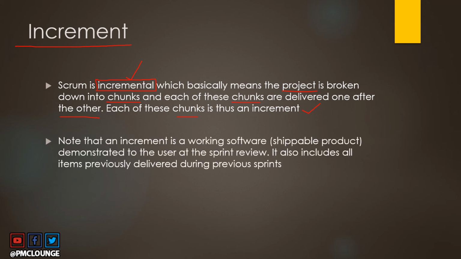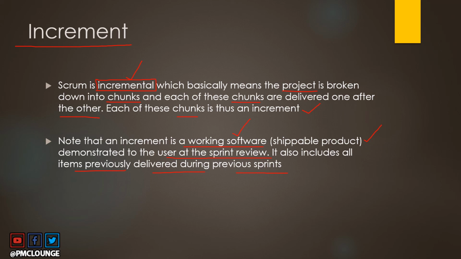Note that an increment is working software. It is a shippable product. This is something that you might have heard, that at the end of each sprint, the team produces a shippable product or working software. And this working software is demonstrated to the user in the sprint review. So there is a sprint review session that is arranged, and that's where you are demonstrating the working software to the users. It also includes items previously delivered during previous sprints.